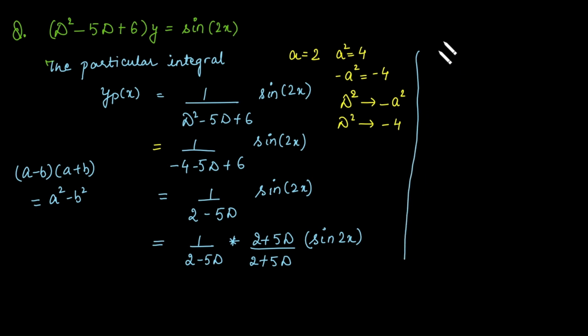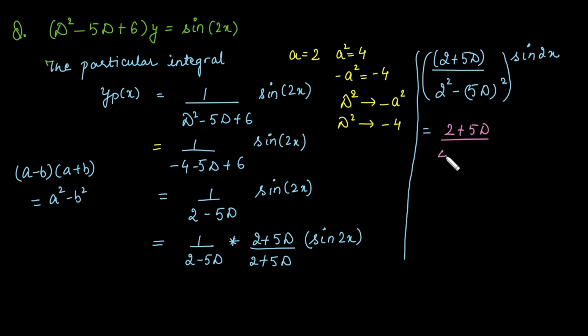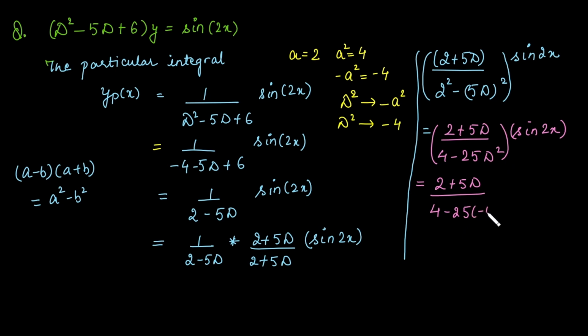So from here we have 2 plus 5D, put it in a bracket form, divided by 2 square minus 5D square. So again put it in a bracket form because it is a whole 5D square, sine 2x. So this is equal to 2 plus 5D divided by 4 minus 25 D square into sine of 2x. 2 plus 5D divided by 4 minus 25. Now D square value is minus 4, sine of 2x. This is equal to 2 plus 5D divided by 4 plus 100, that is 104, sine of 2x.